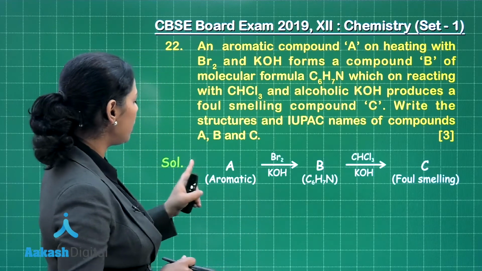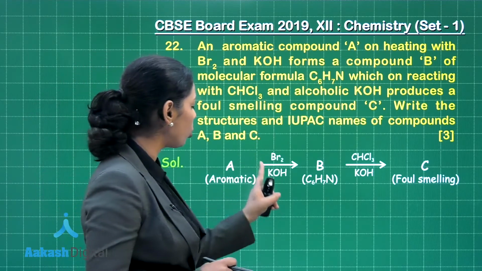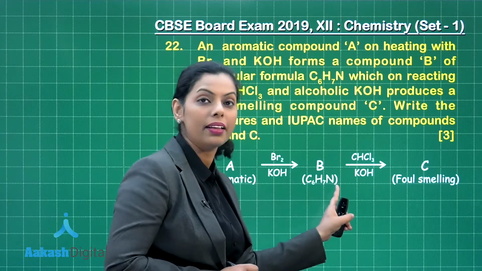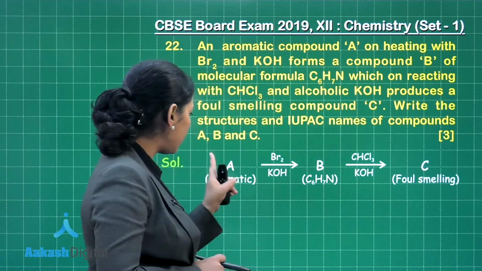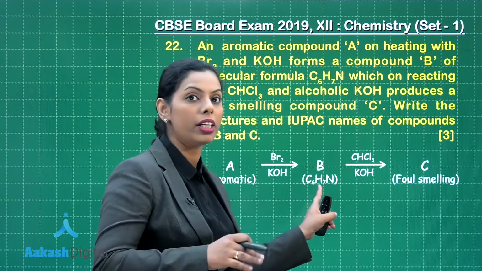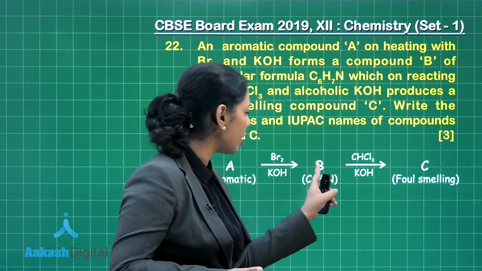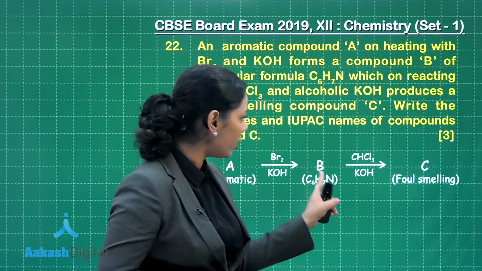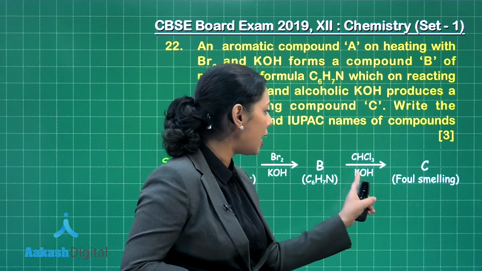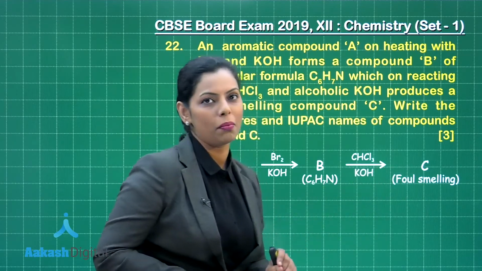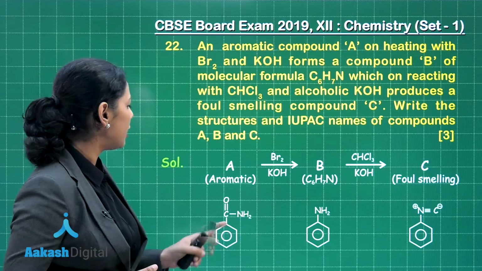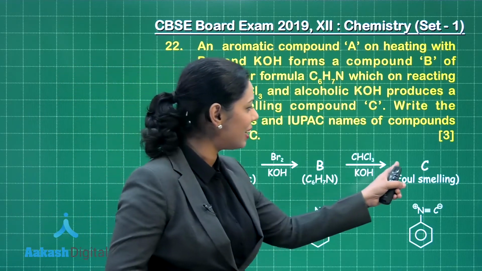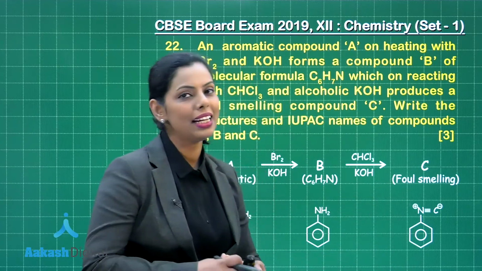Let's check the first hint. An aromatic compound is treated with bromine and KOH, giving the product C6H7N, that is the molecular formula given here. If this is aromatic, definitely it would be a derivative of benzene. It should be C6H5NH2. This is an amine, basically aniline. When it is treated with chloroform and KOH, it produces a foul smelling compound. So, simply we should know that A is benzamide. Further, B is aniline, and the foul smelling compound is phenyl isocyanide.